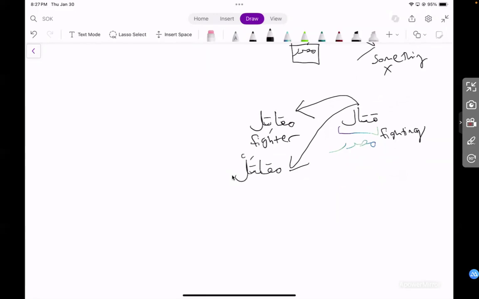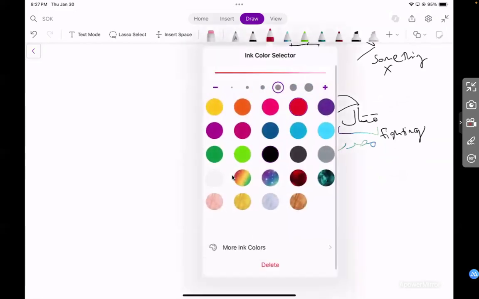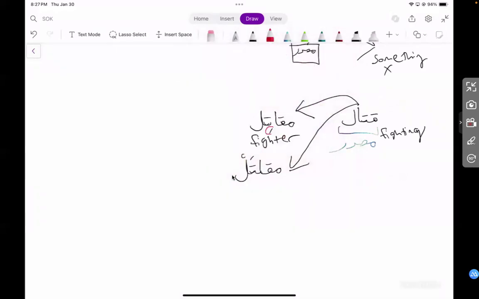Muqatal with the fatha, right? So the only difference between the one on top and the one below is that this one has a kasra and this one has a fatha right there. This one means the one who fought, and this one means the one who was fought against. Both of these words are derived from the word qital. So that's why qital is the masdar, it's the origin, and these are the derived, right?